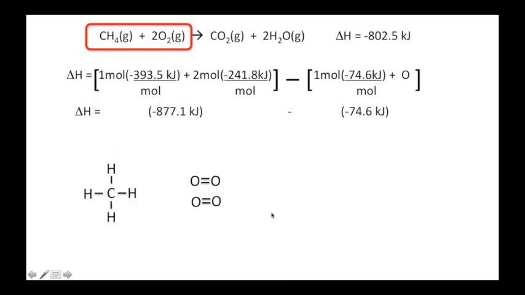Okay, good. Now, you might say to yourself, I don't get why we use heat of formations in this, because this is a combustion equation. Well, this is actually very cool. This is deep. Listen to this.